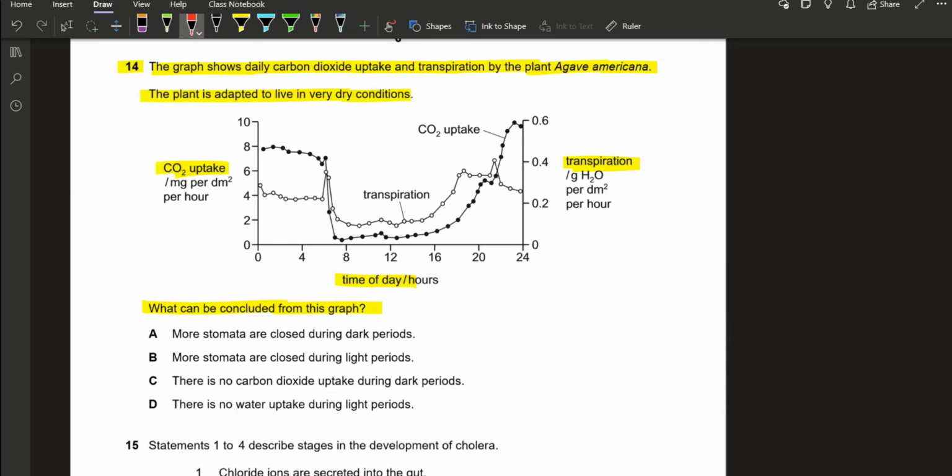Option A says more stomata are closed during dark periods, which is wrong as the stomata are open during the dark periods. Option B says more stomata are closed during light periods, which is correct. Option C says there is no carbon dioxide uptake during dark periods, which is wrong. Option D says there is no water uptake during light periods, which is also wrong. So the correct option would be option B.